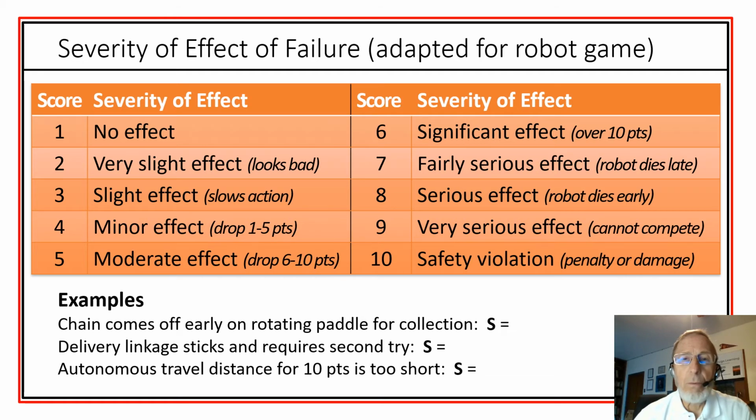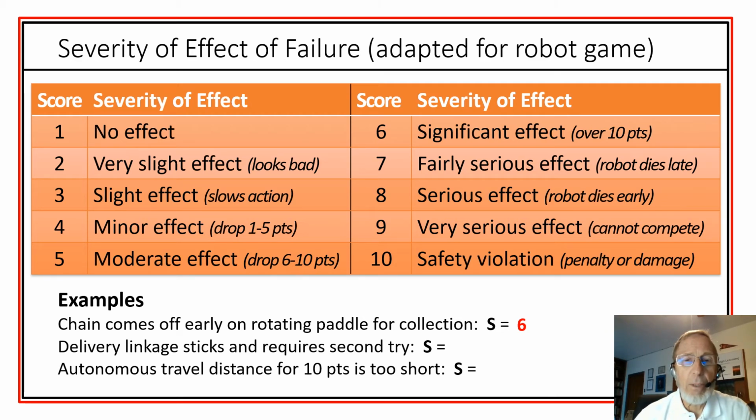So what score might we give it for severity? Well, maybe 6. It's a significant effect. If it comes off early, it's probably going to have an impact of over 10 points. Again, you have to consider the game and points and so on. But in this case, let's just say we give it a score of 6.